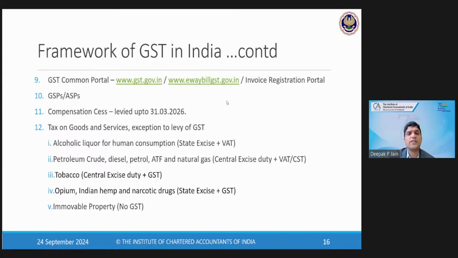Why can't we set off CGST and SGST? Because the system is made in such a way that any credit of CGST, the central government's credit, cannot be utilized with SGST. There's no logic. That's the design they have made, that you cannot offset your CGST with SGST, and SGST you cannot utilize with CGST.